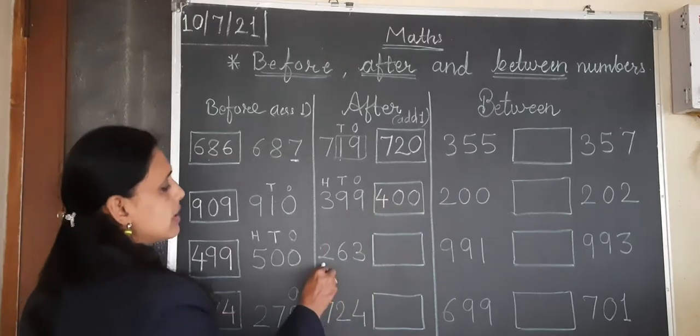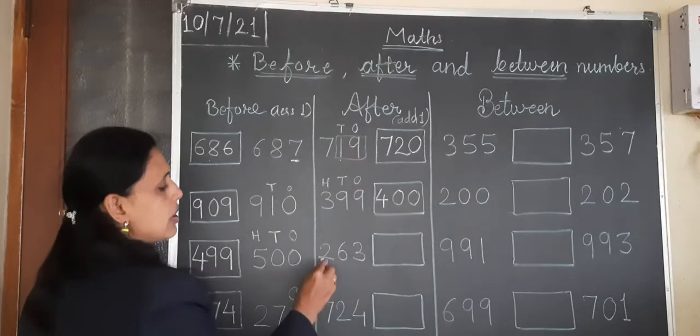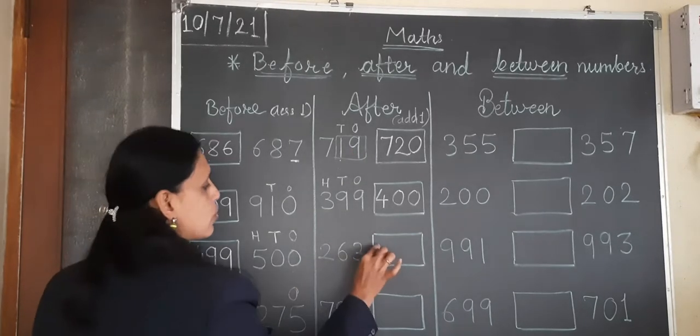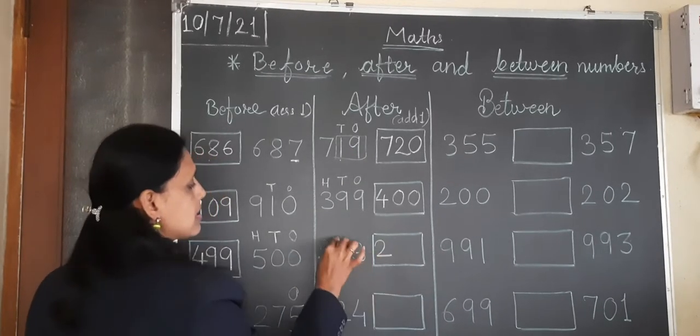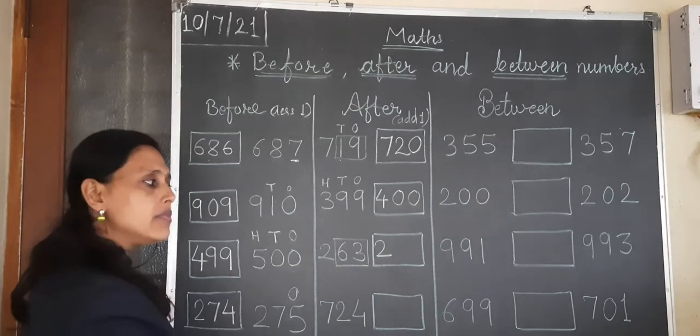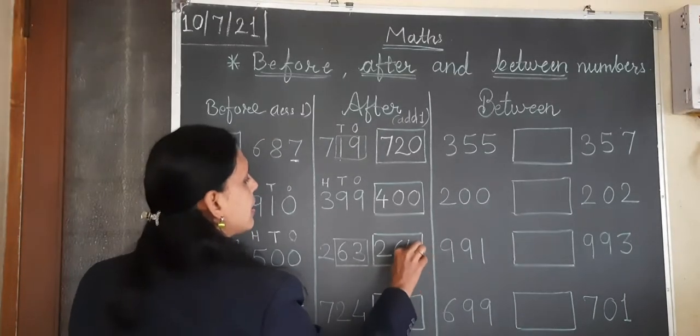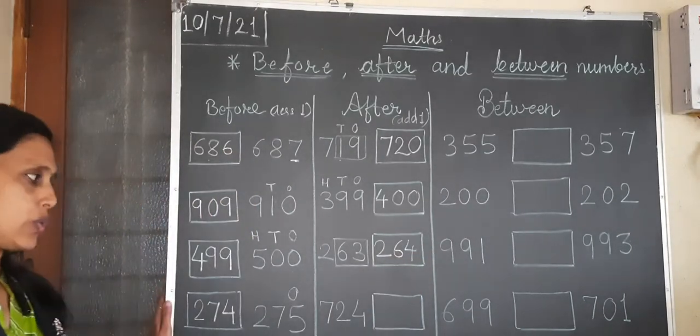Now we see here 263. As I told you, here you can write this 2 as it is. Then you have to take the number 63. After 63 comes 64. So you have to write like this way. This way also you can do it.